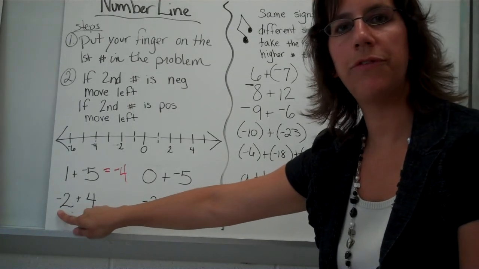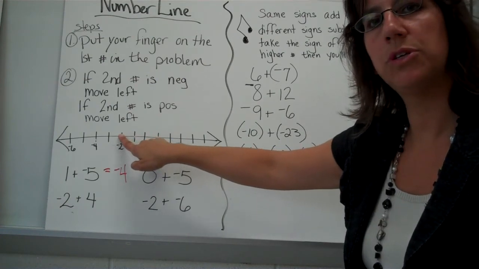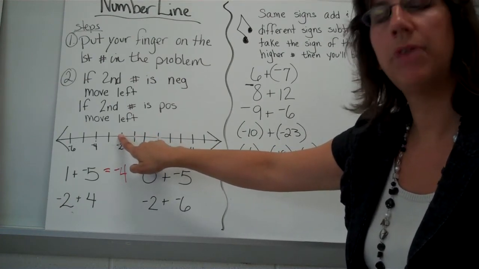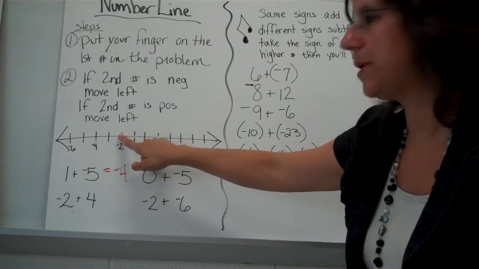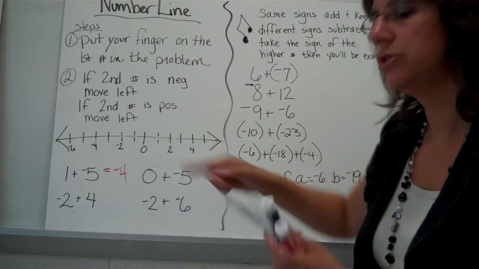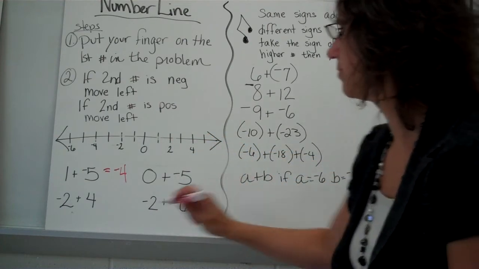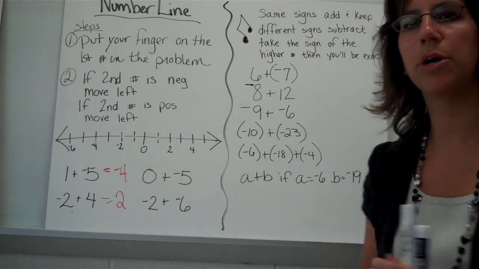So start by putting your finger on -2. Now the second number is positive, so which way are we gonna move? Right, towards the positive numbers, to the right. Let's move to the right 4 spaces. What's your final answer? 2. Go ahead and try these other two examples, and then we'll go over them together.